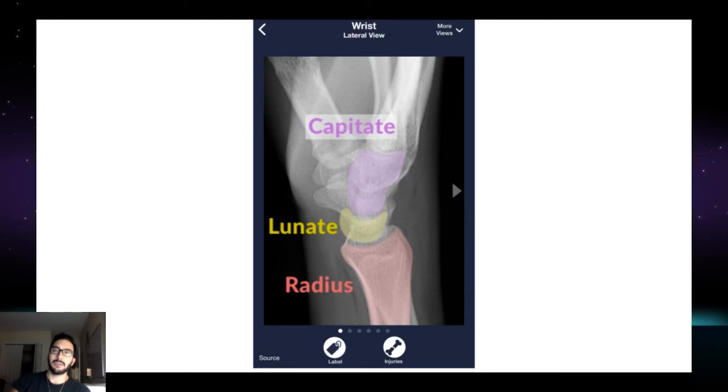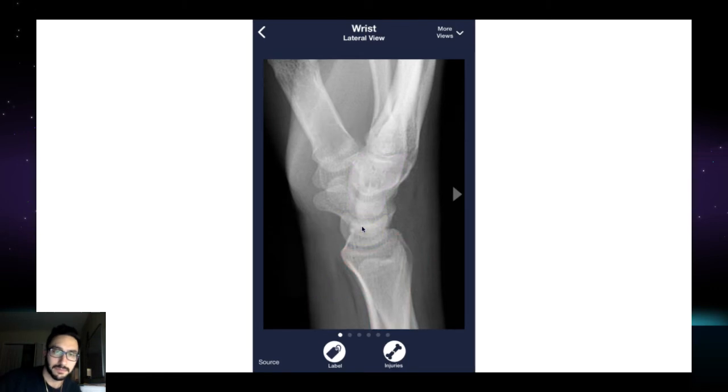So here we have a lateral view of the wrist. Your important anatomical landmarks, of course, your radius, your lunate in the lunate fossa of the radius, and the capitate here.